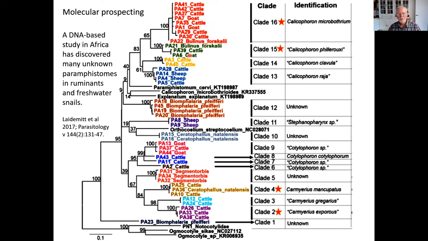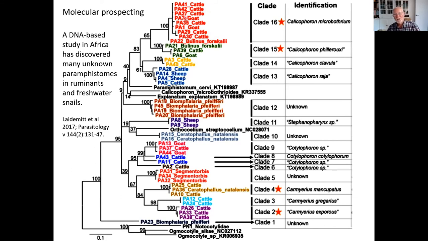Cercariae of these peremphistomes were also collected from various snails. So Bulinus is a snail. So they collected cercariae from snails. They collected adults from cattle and sheep and goats. And they sequenced 28S RNA genes. And they produced this phylogenetic tree.